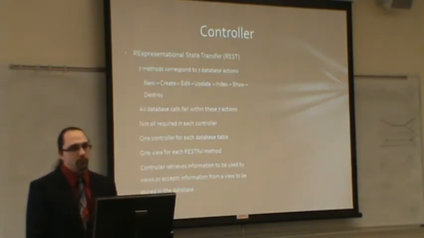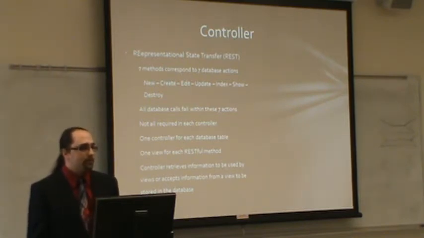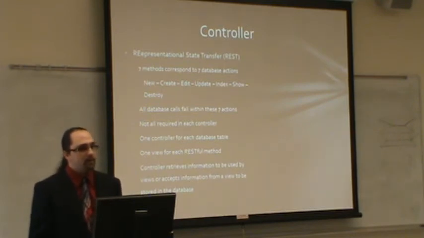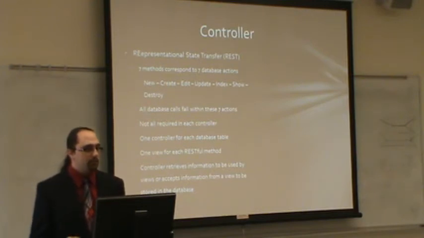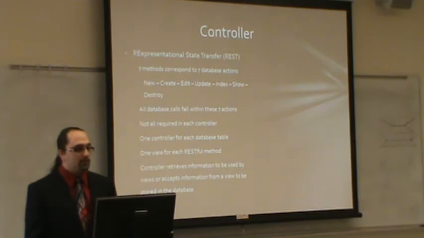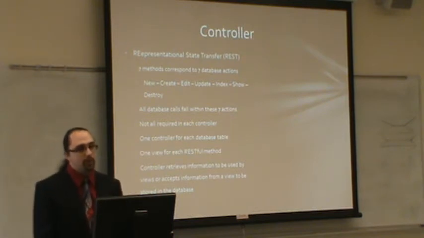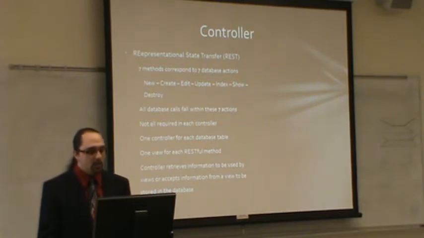The controller is where the real application code dwells. It runs on representational state transfer, or REST, which governs the 7 different database actions that you could use, which each of those is mapped to one of the 4 commonly used HTTP protocols. All your database calls will fall within one of these 7 different actions: the new, create, edit, update, index, show, and destroy. You don't have to use all of them in a controller, but if you do put one there, you have to have a corresponding view to work with it.